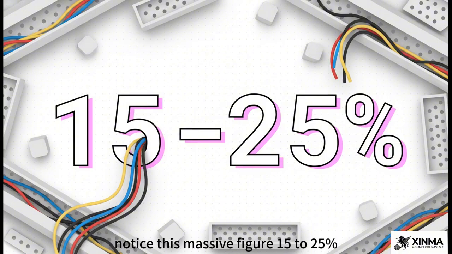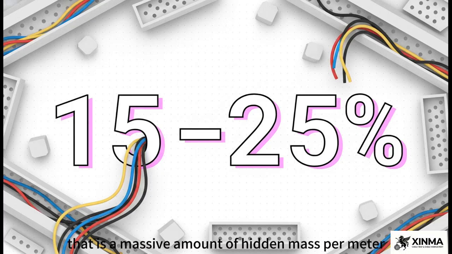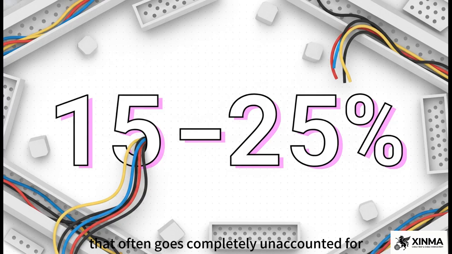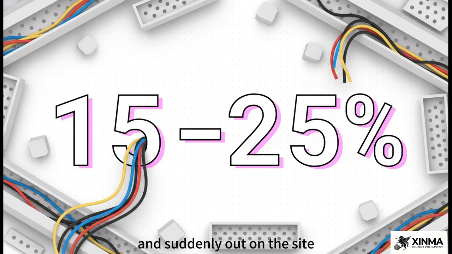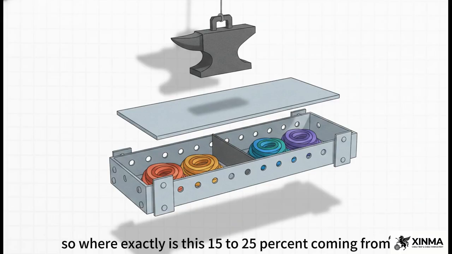Notice this massive figure, 15 to 25%. That is a massive amount of hidden mass per meter that often goes completely unaccounted for in those initial digital models. Just imagine finalizing your specs, thinking your load is perfectly balanced, and suddenly out on the site, your physical installation is a quarter heavier per meter than you actually calculated. No way, right? So where exactly is this 15 to 25% coming from?